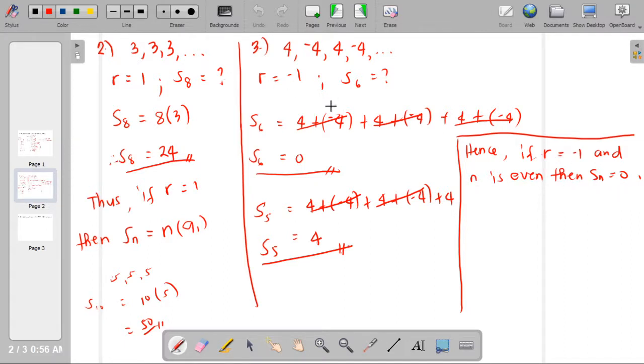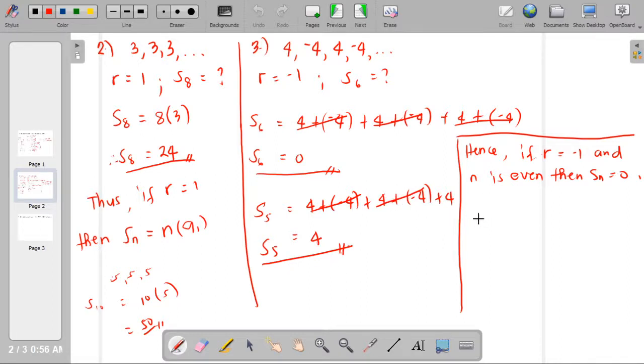Now, the sum of the first 3,000 terms, 3,000 is even, right? They pair up, 3,000 terms, that is your n. They pair up, so the sum is 0. No matter how big it gets, it is still 0.